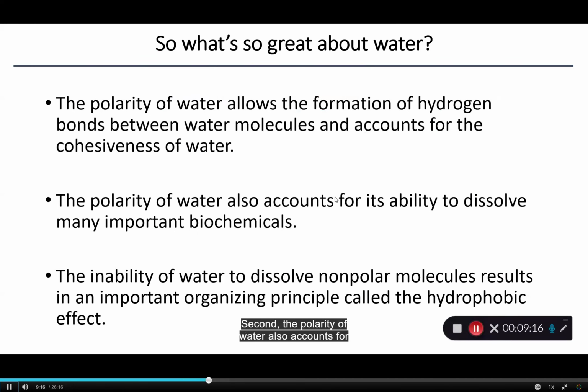Second, the polarity of water also accounts for its ability to dissolve many important biochemicals. So it's a really good solvent. And then lastly, the inability of water to dissolve nonpolar molecules results in an important organizing principle called the hydrophobic effect. Water can interact with molecules favorably and dissolve them, but it can also interact with other molecules in a non-favorable way, which is actually important for driving things like protein folding and enzyme function.